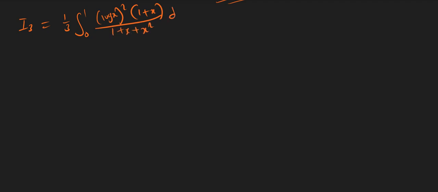So the third integral here, which is I sub 3, is equal to 1/3 of the integral from 0 to 1 of (logarithm of x) all squared, then 1 plus x, and you're dividing this by 1 plus x squared dx. Now notice that if we multiply by 1 minus x and then 1 plus x squared, we are going to have 1 minus x to the third power. So we can multiply top and bottom by 1 minus x.